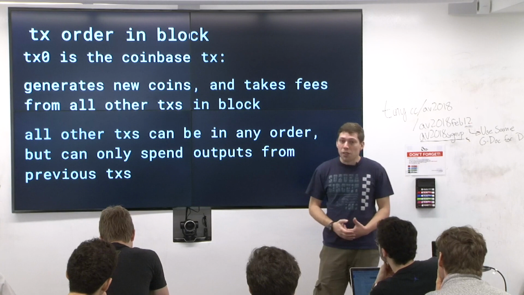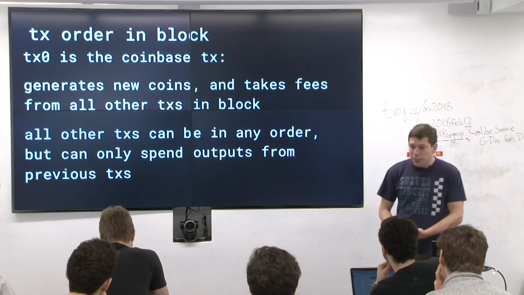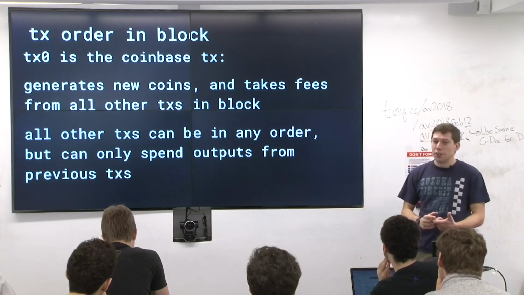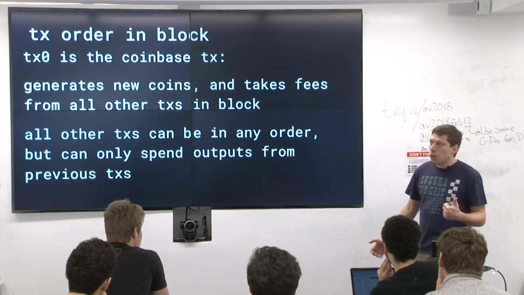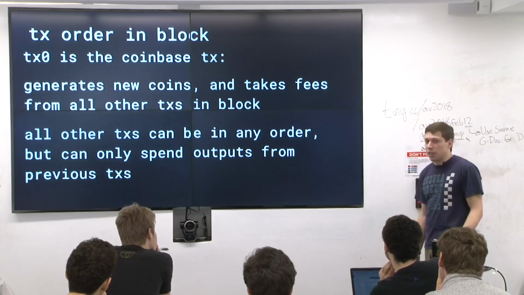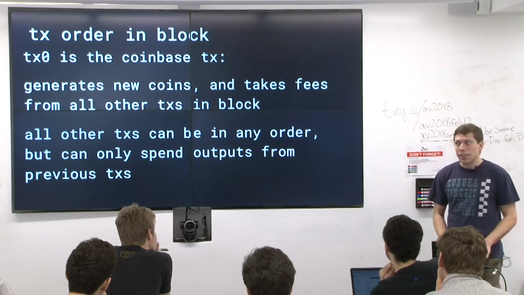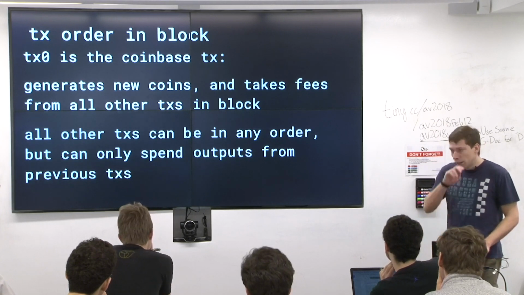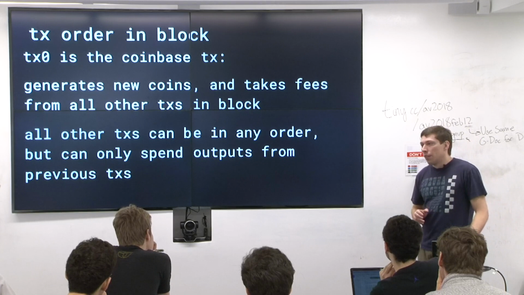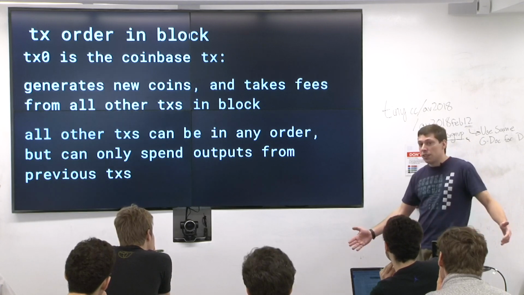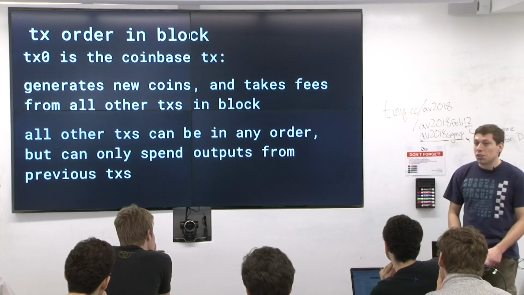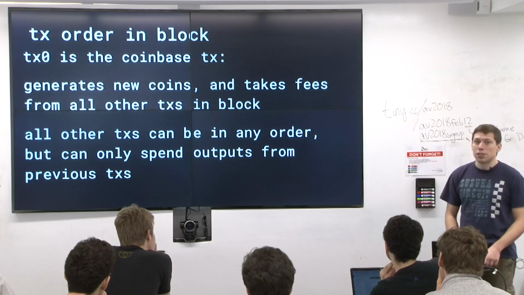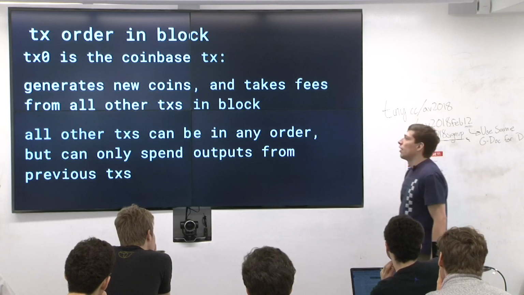If you mine a block with thousands of transactions, you get the 12.5 coins plus the difference between the inputs and outputs of all the other transactions in the block, which can be even more than 12.5. Recently, like in December and January, there were quite a few blocks where they're getting 25, 26, 27 coins because the total fees for the entire block were more than 12.5 coins, which is hundreds of thousands of dollars now. So it's kind of cool.